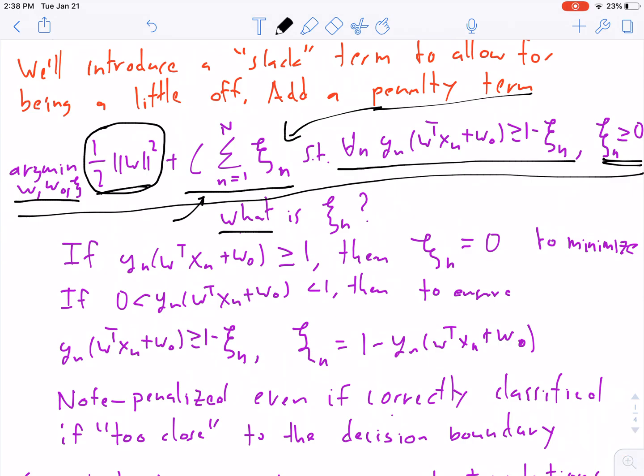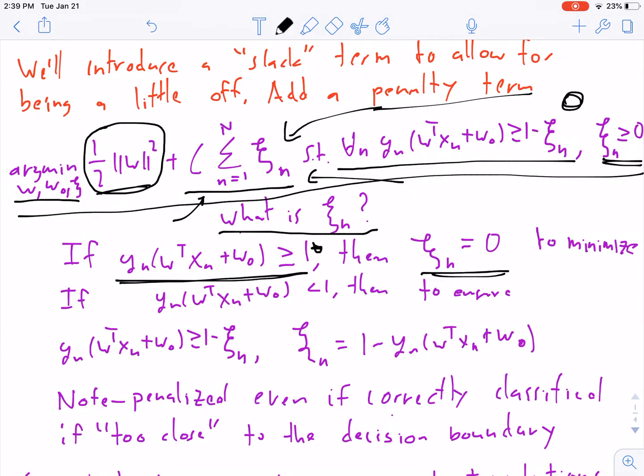So what exactly is the slack term? Let's demonstrate some things about it. So if we correctly classify a point and we're at least 1 away from the decision boundary, then I claim that the slack term is going to have to be 0. Now, why is that true? Well, if this equation star holds, then this equation circle will also hold. And so then we want to minimize the objective function, and since the slack term has to be non-negative, that function is minimized if we make the slack term equal to 0.